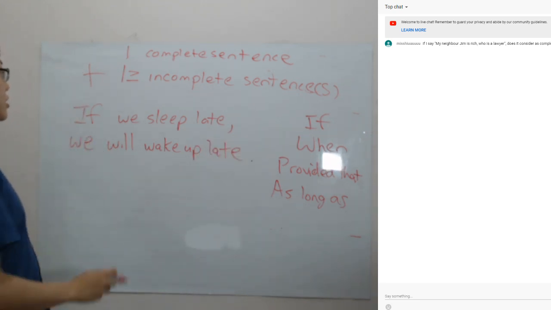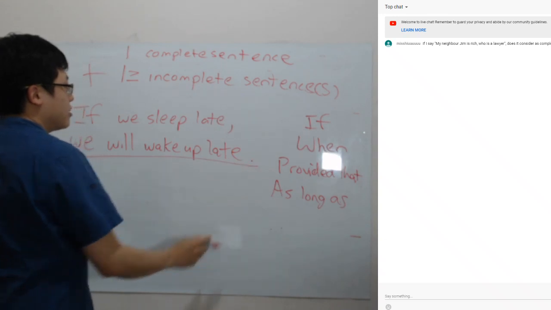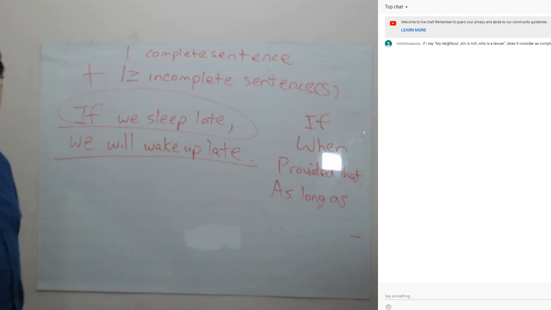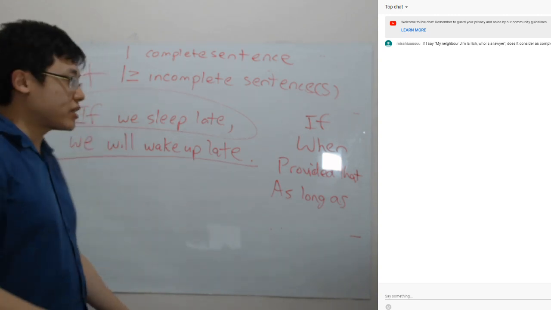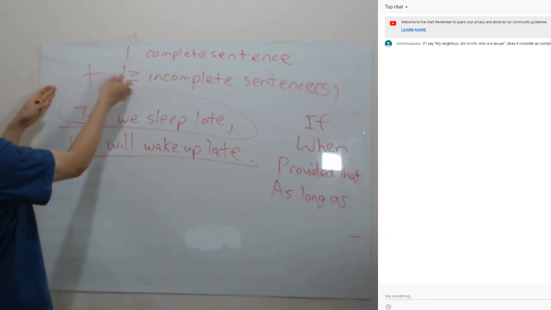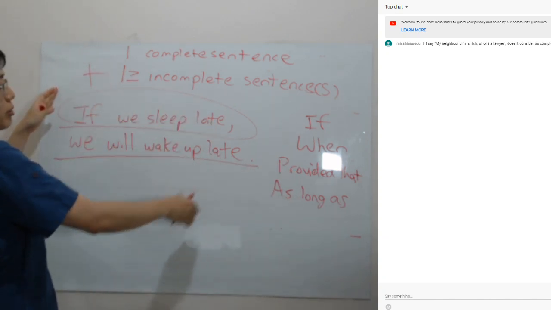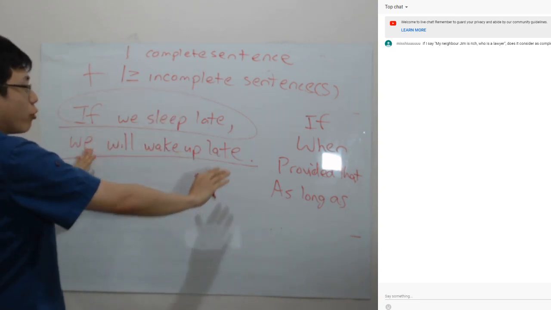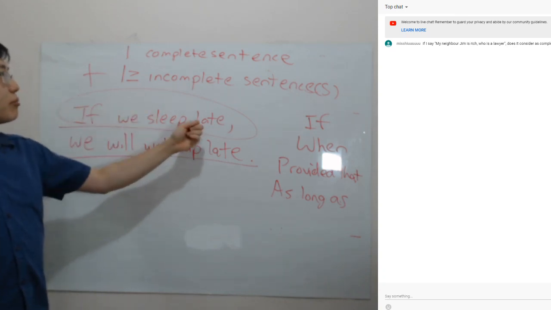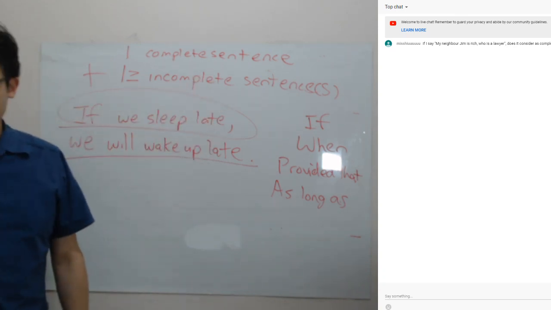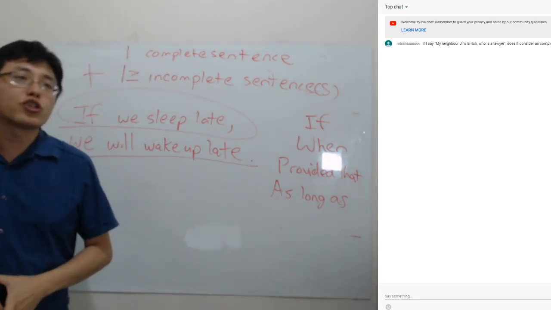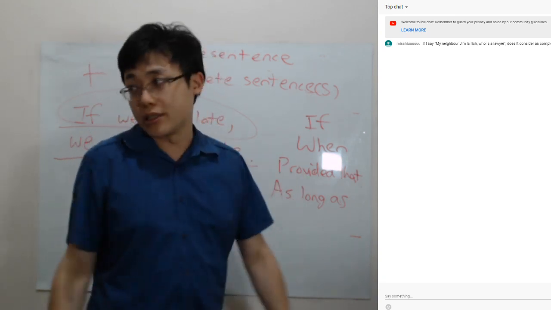So you'll notice this is the complete sentence. We will wake up late. The incomplete sentence is if we sleep late. So that is a complex sentence. And we can use anything, right? We can use provided that. If we put provided that we sleep late, we will wake up late. Same thing. We will wake up late is the complete sentence. Provided that, or if we sleep late, is the incomplete sentence. So conditional clauses are also always complex sentences.